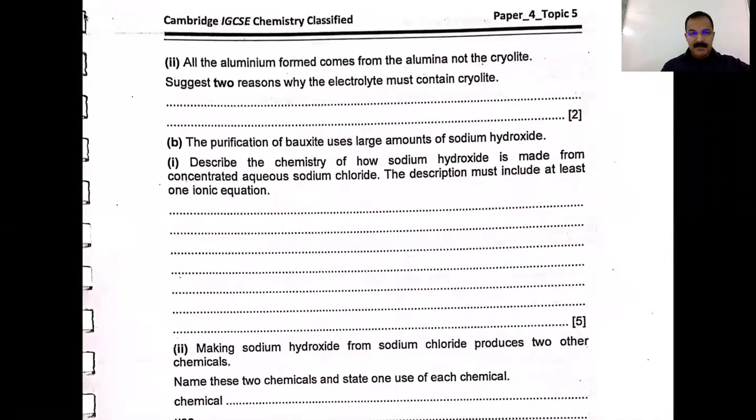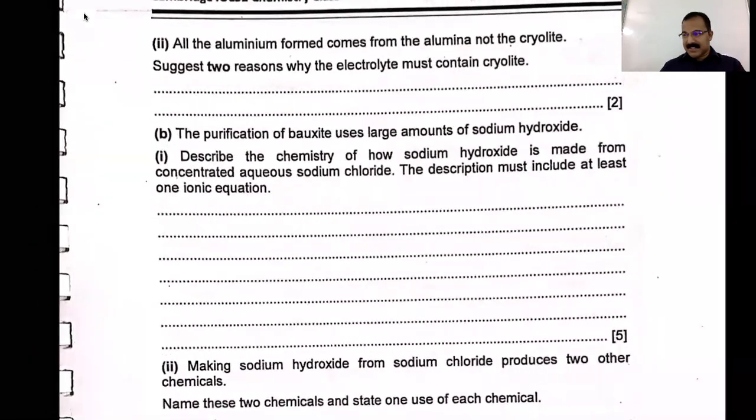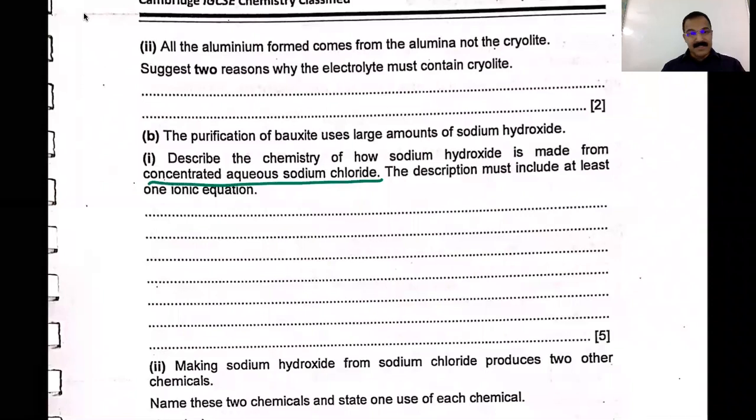Purification of bauxite uses large amounts of sodium hydroxide. Describe the chemistry of how sodium hydroxide is made from concentrated aqueous sodium chloride. The description must include at least one ionic equation. It's a 5-mark question. It's an industrial preparation of sodium hydroxide. That is one of the uses of electrolysis. If you remember, industrial use, what we call the brine. Brine is concentrated aqueous sodium chloride. Brine is electrolyzed using graphite electrodes or platinum electrodes.